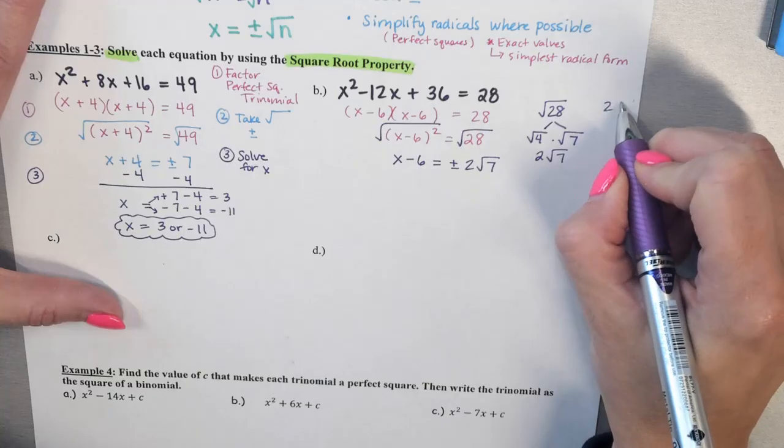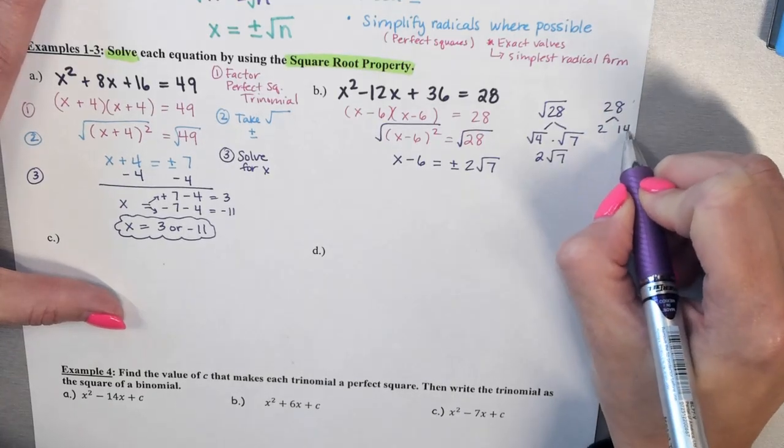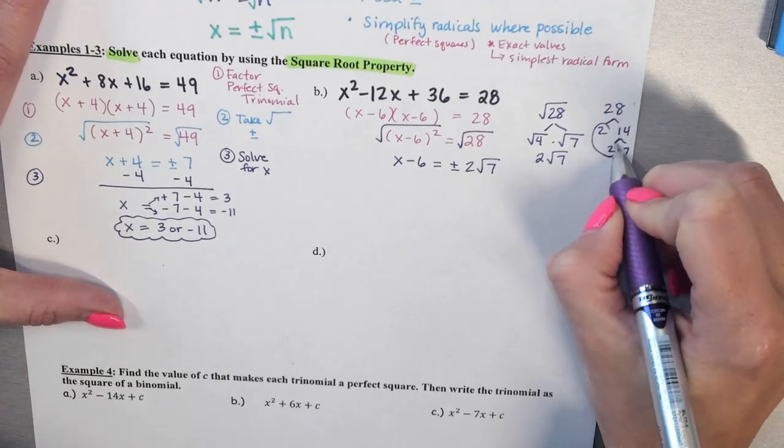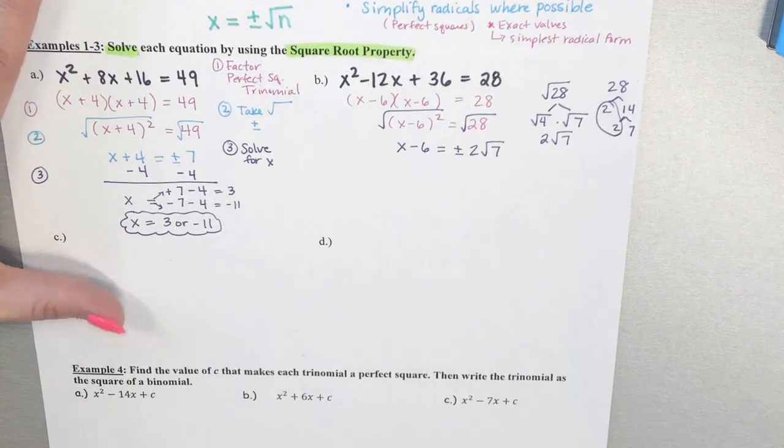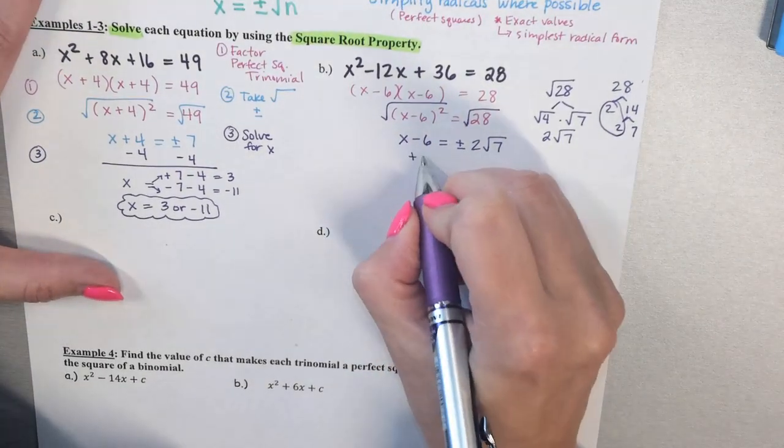If you want a factor tree, you can. So 2 and 14, 2 and 7. Anytime there's a group of 2, it comes out. So whichever way you're comfortable with is fine.